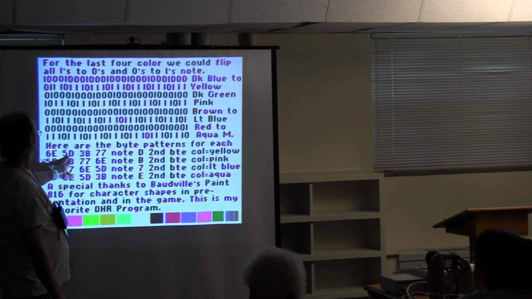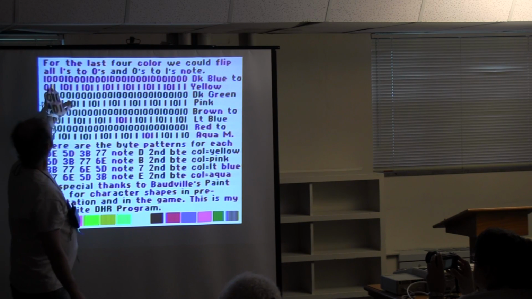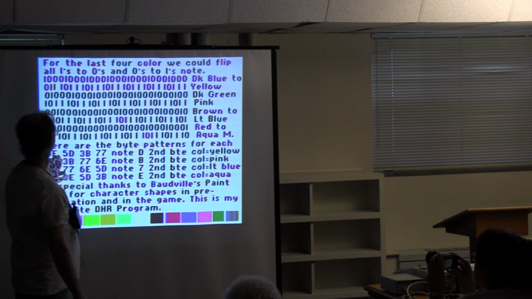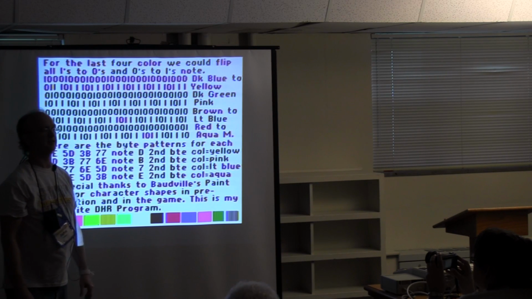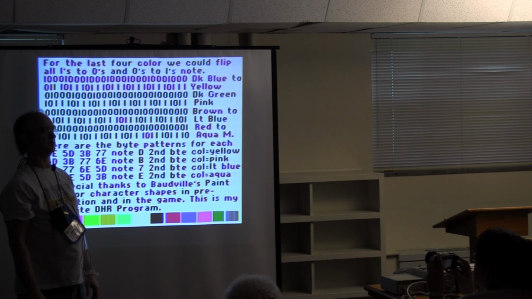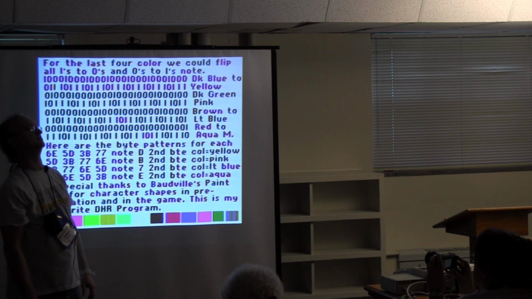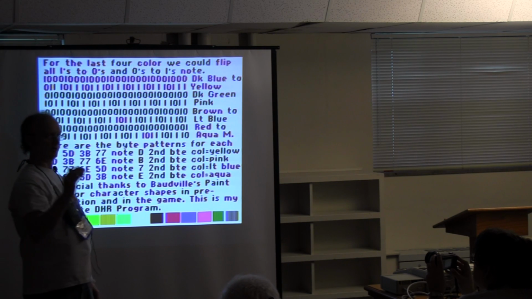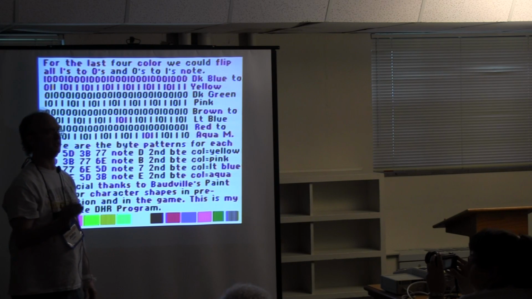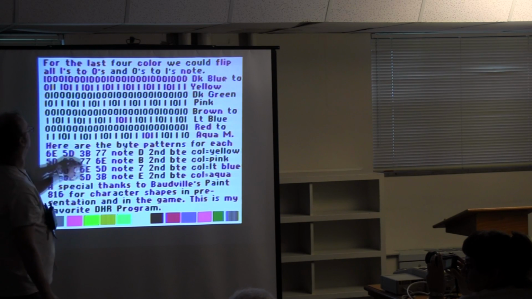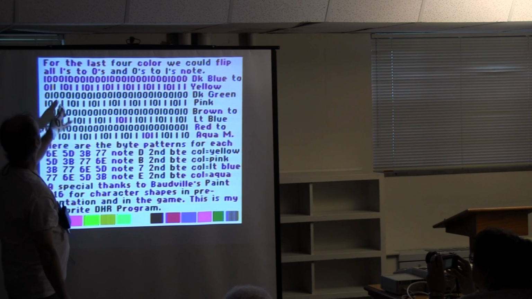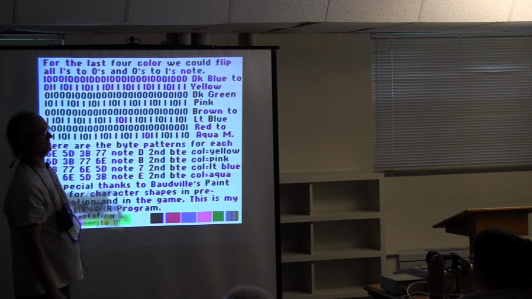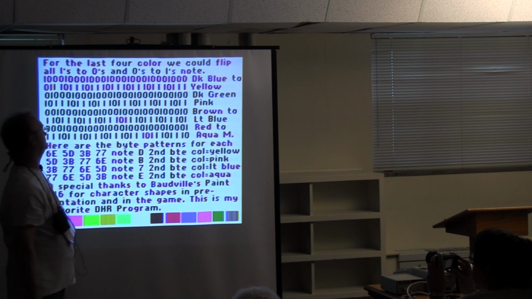Notice in the first one we had, where the 5D is the second byte, a hexadecimal D is equal to a color number decimal 13. So in low res, color equals 13 is yellow. In other words, this pattern is the pattern for yellow, which is 6E, 5D, 3B, 77, all the way across the scan line.